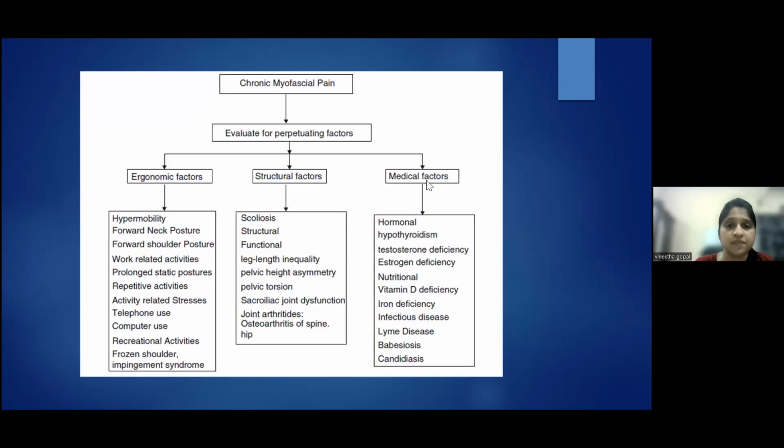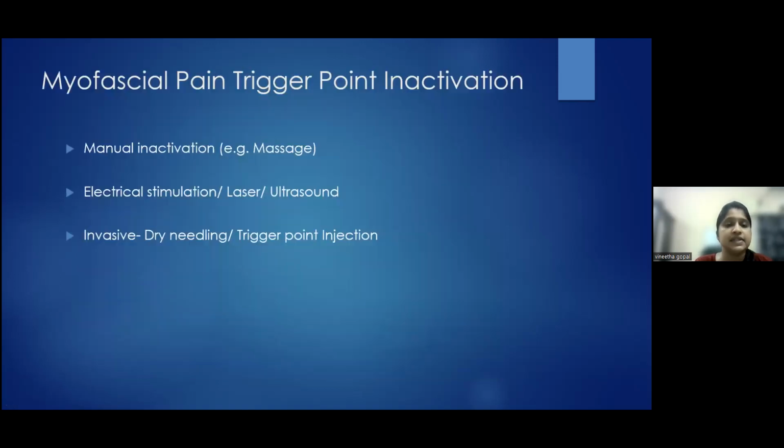Okay, so this will tell you the ergonomic factors. Then structural factors like scoliosis, leg length discrepancy, facet and sacroiliac joint dysfunctions, arthritis, all this. Then medical factors. Medical factors means it can be hormonal, like hypothyroidism patients, they are predisposed to having myofascial pain, fibromyalgia. So hypothyroidism, testosterone or estrogen deficiency, then nutritional vitamin D deficiency, they can have these vague myalgias and myofascial pains, iron deficiency, anemia. Then some infectious diseases like Lyme disease also can predispose the patient to chronic myofascial pain.